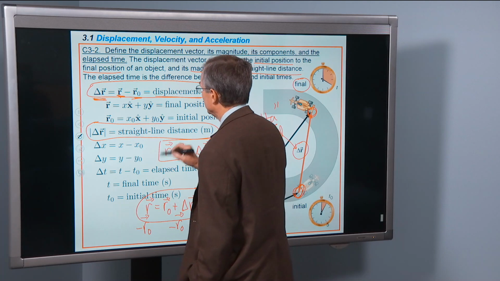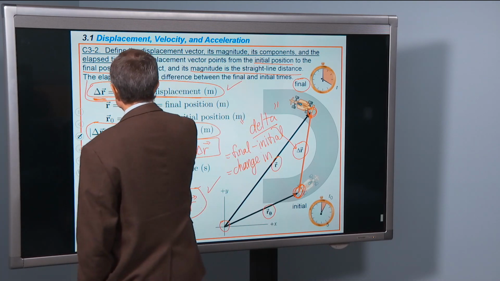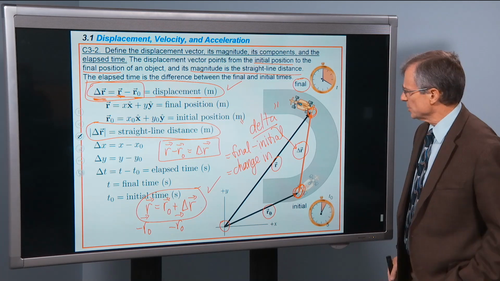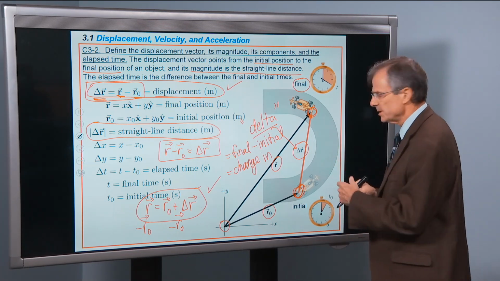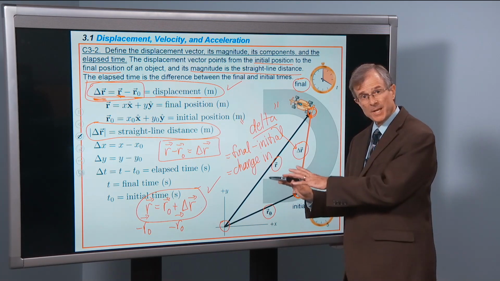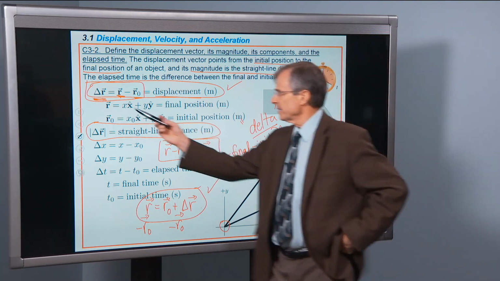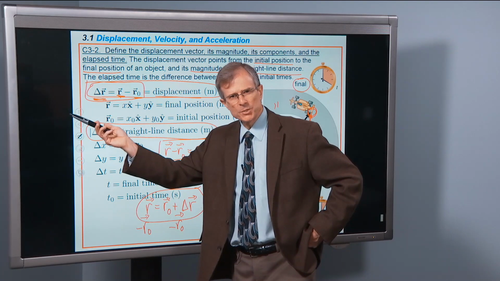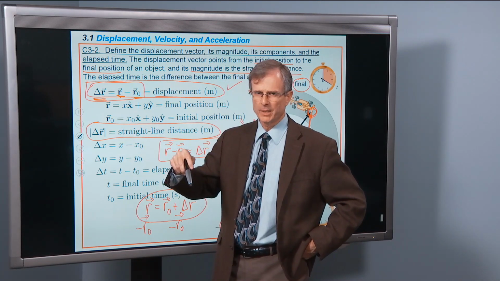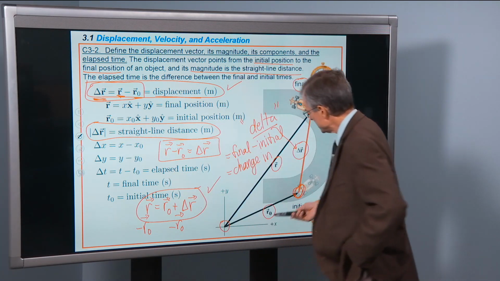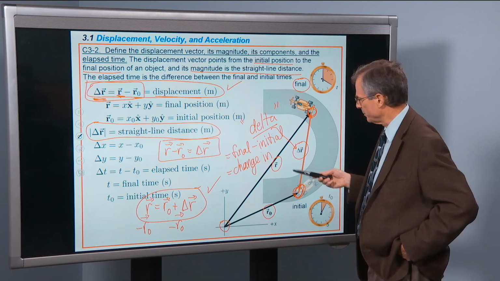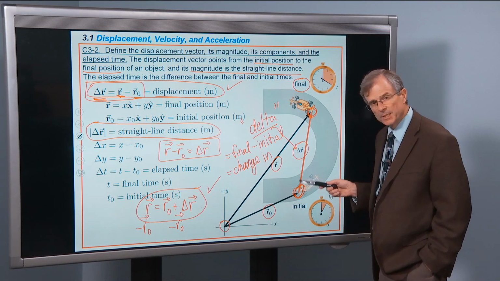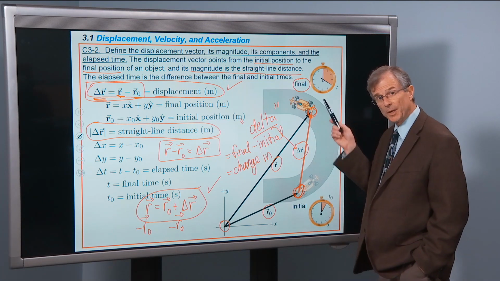Well, that is this. Delta r is r minus r naught. So what we've done is that we have shown just now that this mathematical definition of the displacement vector, being the final position minus the initial position vector, is consistent with this graphical representation where the displacement vector goes from the initial position to the final position.